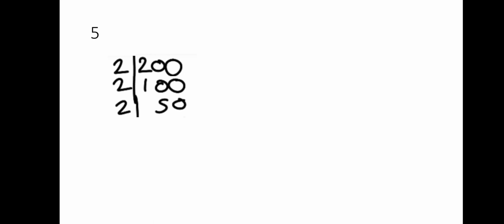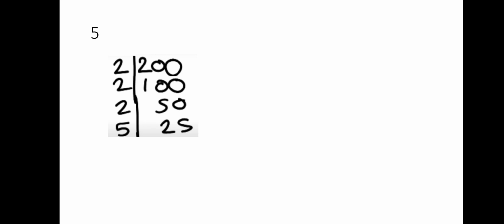Question 5, write 200 as a product of prime factors. Give your answer in index form. So we need to divide 200. We have to keep on repeatedly dividing it by prime numbers until we reach 1. We can start off by dividing 200 by 2, the smallest prime number, and that would give us 100. Then 100 divide 2 gives us 50. And then again we can divide that by 2, so that gives us 25.